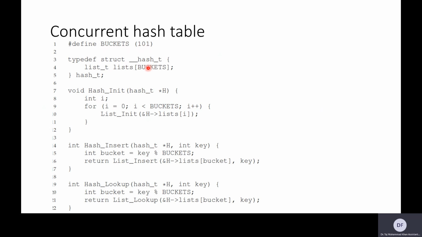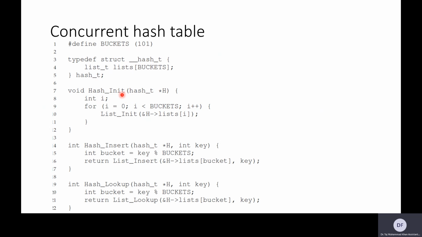Each of these buckets is a list. So there's an array of lists, and each element of this array is a list, the list that we just studied a few slides back. Each of them has a lock inside it which controls access to that list. So there are 101 lists, each list has a lock inside it, and there are 101 locks in total in this data structure.